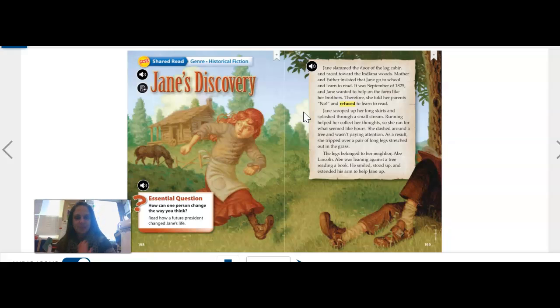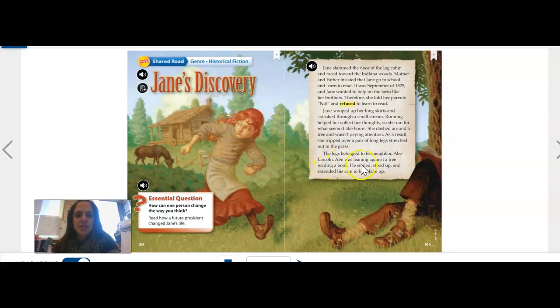Wait a second. I'm going to pause because I remember on one of my questions, it said that historical fictions sometimes include one real person from history and a made-up character. Abe Lincoln is a real person from history. Everyone knows who Abe Lincoln is. Who's Abe Lincoln? Yeah, he was the president that freed slaves. So there's our one real person in this historical fiction. And our one made-up person must be Jane.